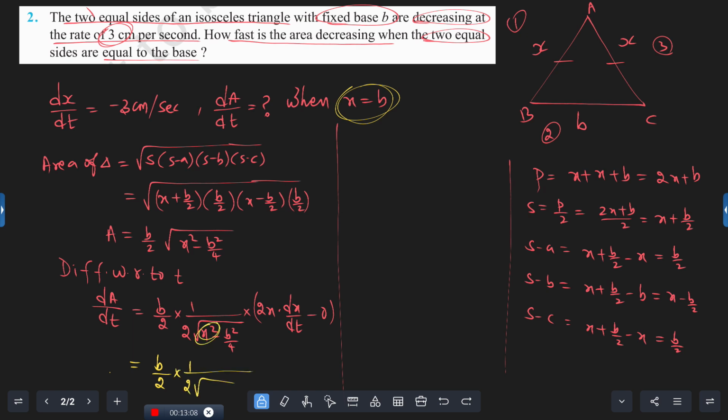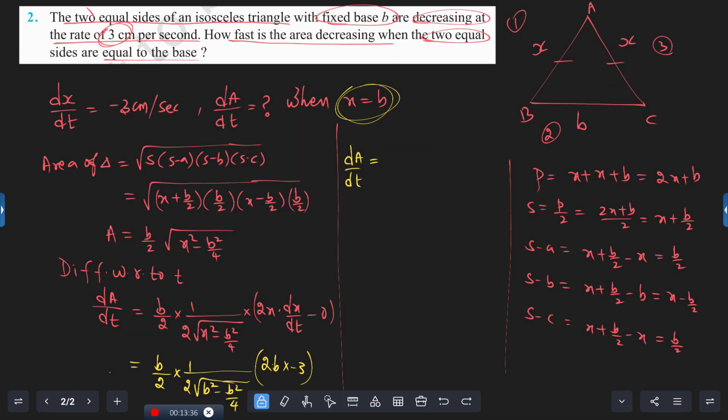So that x square, if I'm writing as b square, what I'm getting, b square minus b square divided by 4, multiply 2 times x value as b into dx by dt, what they gave, minus 3. That's it. Now you can simplify everything. So finally what I'm getting, dA by dt which is equal to b divided by 2.